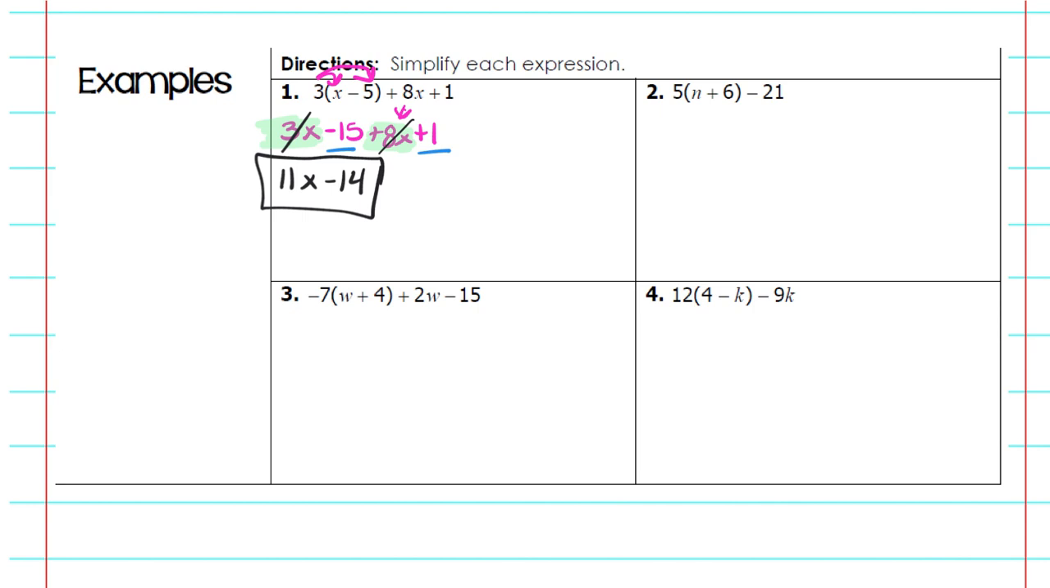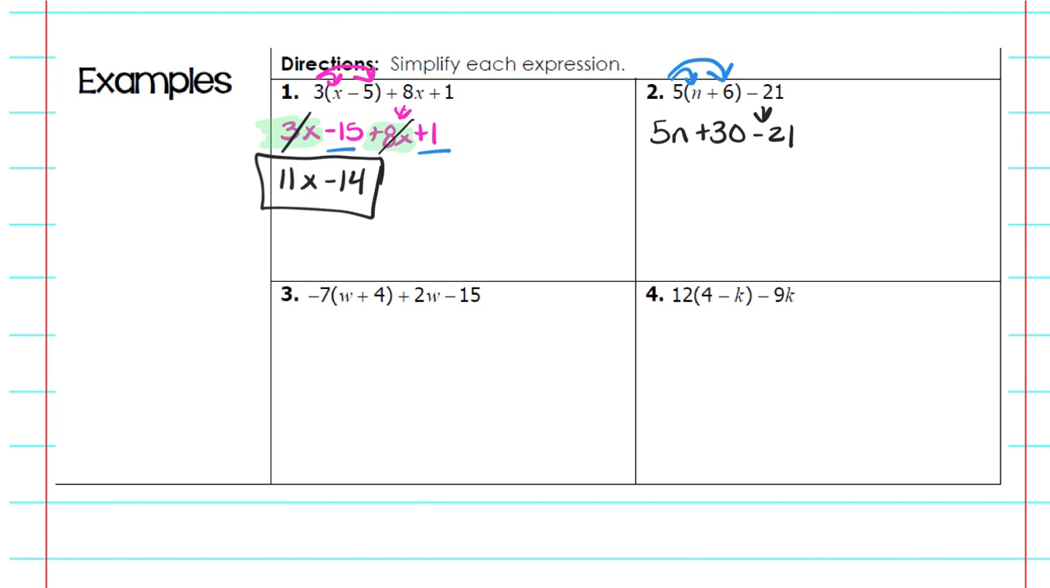Same thing for problem number 2. Go ahead and distribute. If you find that writing the little loop-de-loop arrows helps, do that. If you don't need to, you don't have to. So distribute that. 5 times n is 5n. 5 times 6 is 30. And since it's not negative 30, it's positive, I want to add the plus sign. And then bring the rest of the information down, minus 21.